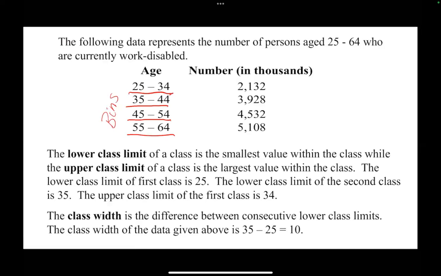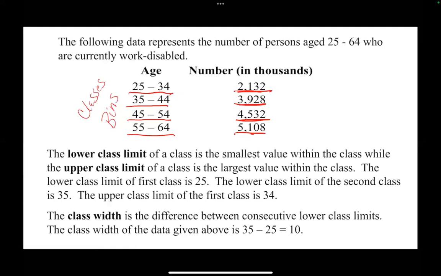And then these are my frequency here on the right. That's the frequency in each of those bins. How many are in each of those bins? So the lower class limit is the smallest value in that class or bin. I'll also write the word class. The upper class limit is the largest value in the class.